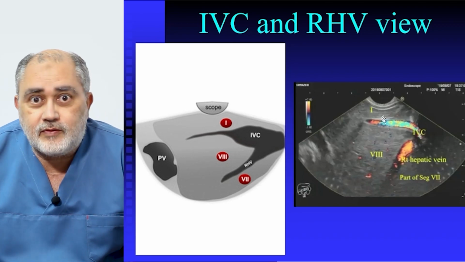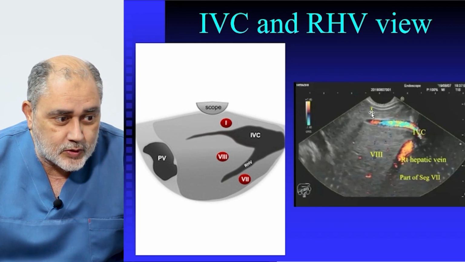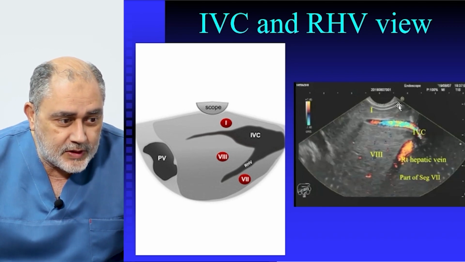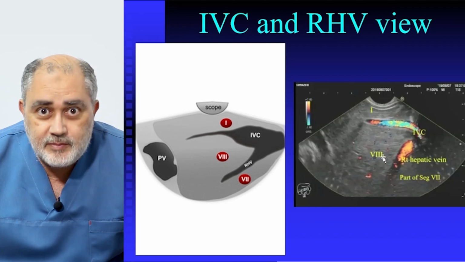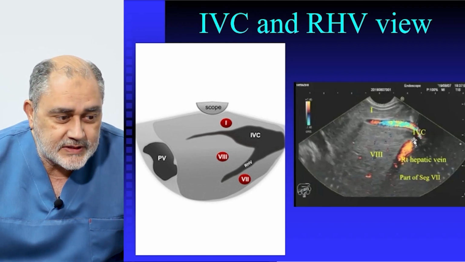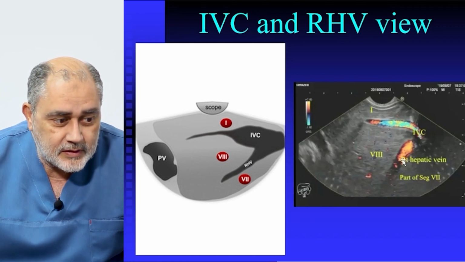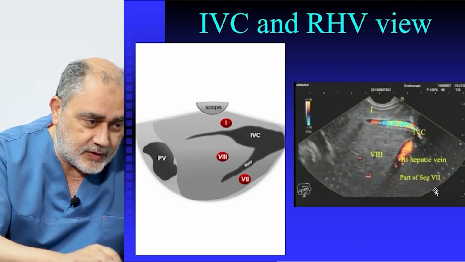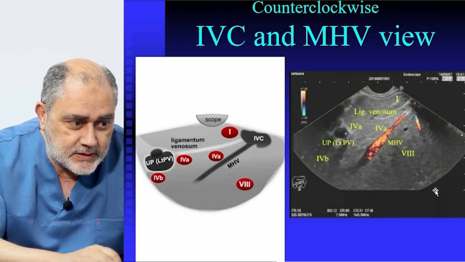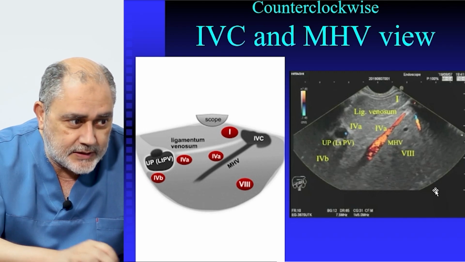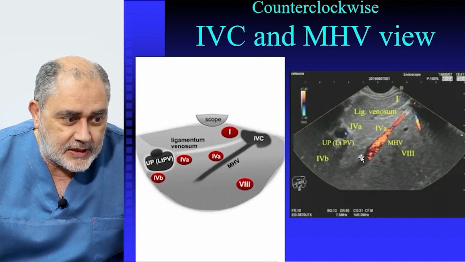Here we can identify 3 distinct segments. Segment 1, which is the caudate lobe, in between the echo endoscope and the intrahepatic portion of the IVC, and segment 8, in between the IVC and the right hepatic vein, and part of segment 7 deep to the right hepatic vein. Then we will do gradual, slow anti-clockwise rotation to locate the middle hepatic vein.